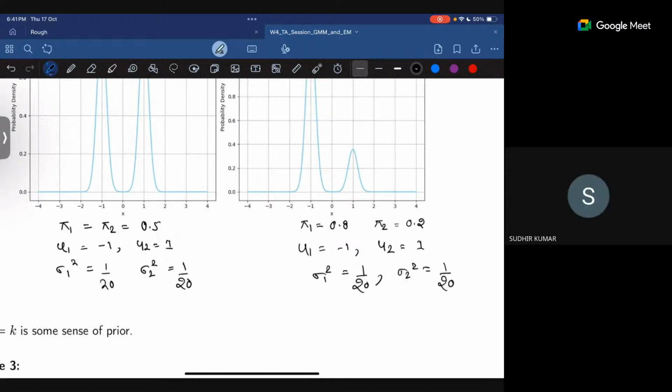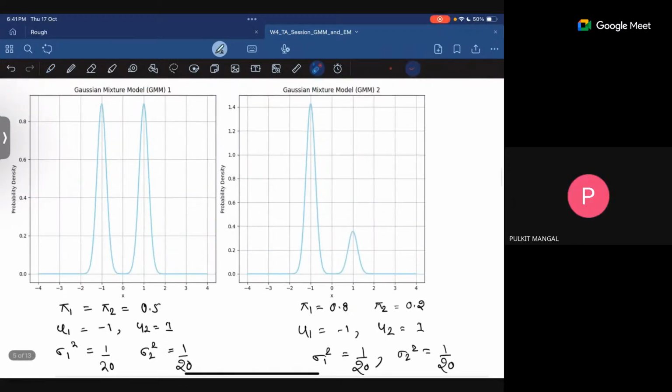Sir, how are we determining pi? Okay, you cannot tell directly from the graph what the exact value is, but you just know that pi one, that is choosing the data point from the first component, would be higher than choosing the data point from the second component. Are you comparing the areas under the curve? Kind of, you can understand it that way. The higher the peak, the more chances that the data points are coming from that component. But that's not the only factor.